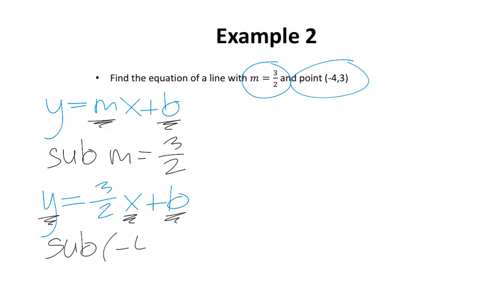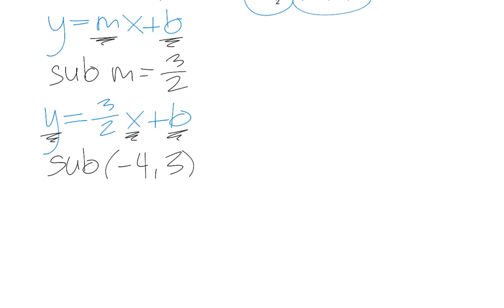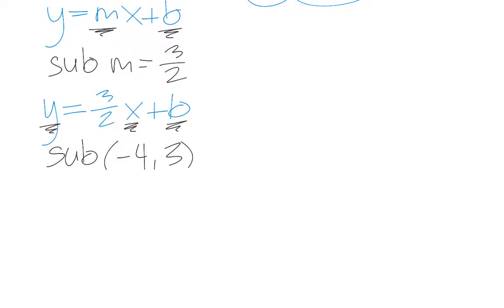Sub negative 4, 3. At this point, I'm going to substitute in these numbers. So instead of y, I'm going to write 3. And instead of x, I'm going to write negative 4. Everything else stays the same.